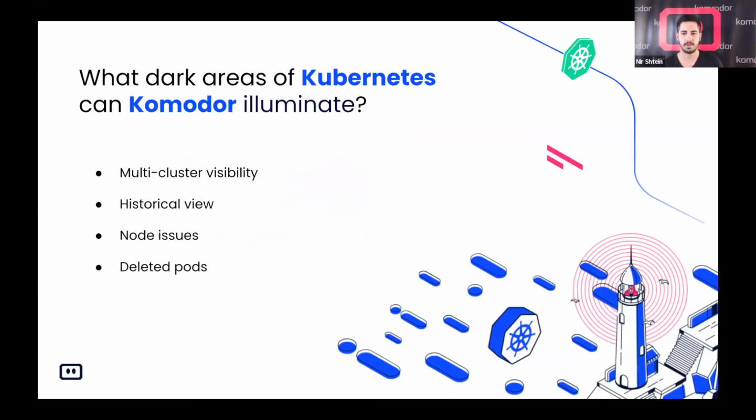And the second thing is that Kubernetes is stateless. It doesn't remember what happened yesterday. It doesn't remember what happened a week ago, and not what happened a month ago. And I will show how Komodor can draw a timeline over all my events.